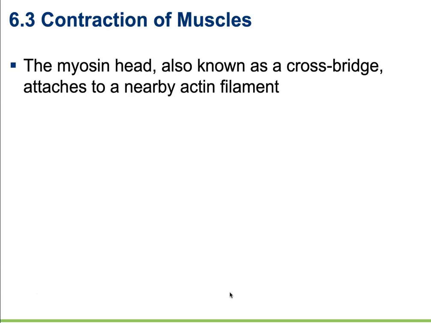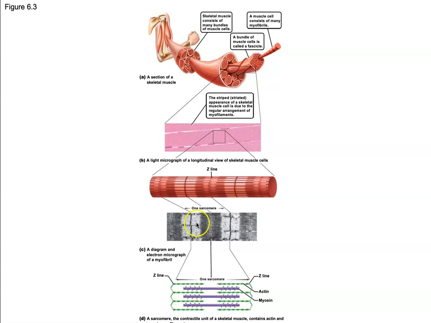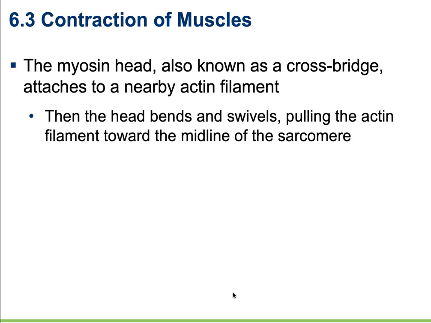The myosin head, also known as a cross bridge, is attached to the nearby actin filament. The head is going to bend and swivel. It'll pull the actin filament towards the midline of the sarcomere, which is the center line down that muscle fiber. So here is our sarcomere right down the center. These myosin heads are going to latch on to this actin filament and pull it towards the middle, and that will happen on both ends. So we're going to see a contraction from both sides coming in towards the center.